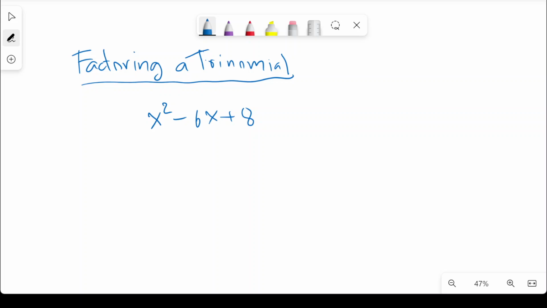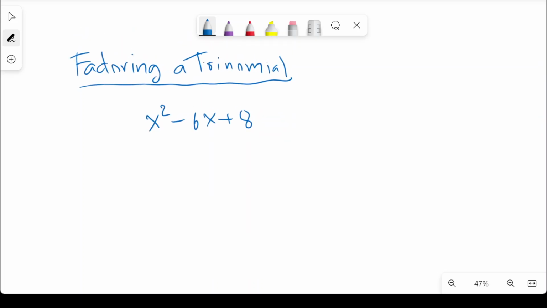Hi again. In this video I'm going to show you the second example of factoring a trinomial. Like in the last video, I mentioned the trinomial already. That is a polynomial that has three terms, right? So the first term we call the leading term, which is x squared for this example, and the middle term is negative 6x, and the last term is plus 8.